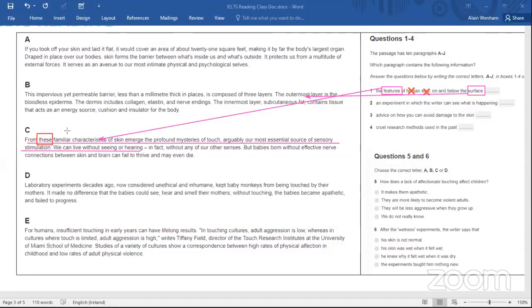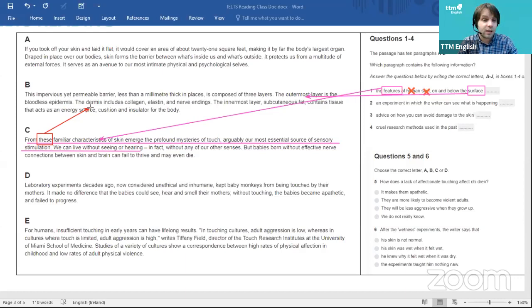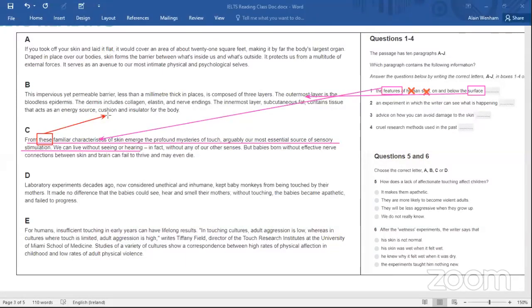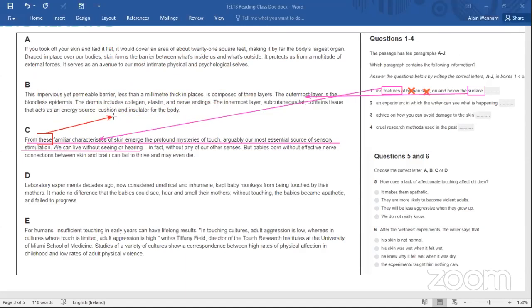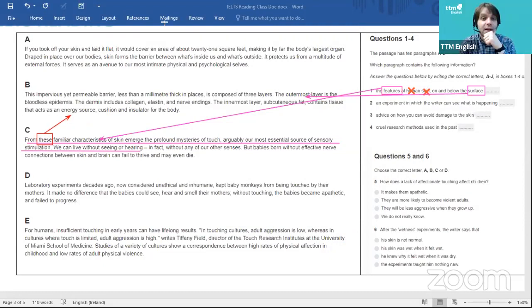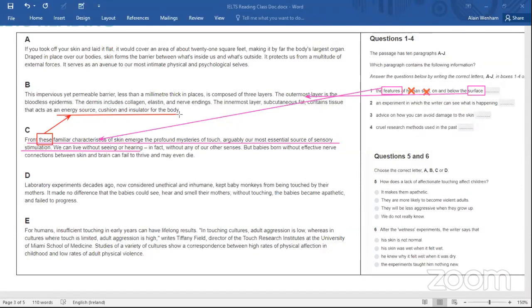"From these" means they mention something previous, so that could be mentioned here or here. What are the characteristics, guys? That's the features. It says "these familiar characteristics." When it says "these," it's pointing backwards in the text, so they could be here. So maybe energy source, cushion, and insulator of the body. Probably these here. Yeah, I agree. Something like this, or it's going to be above C.